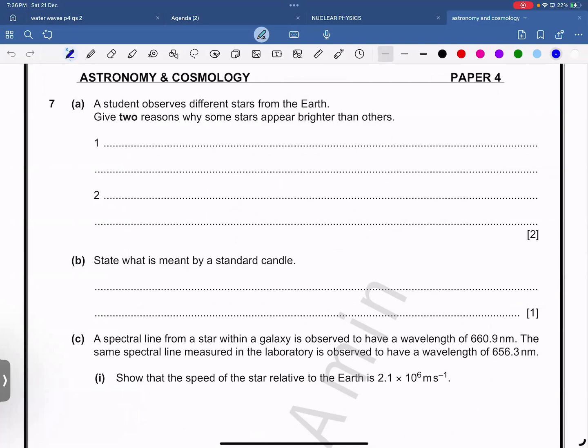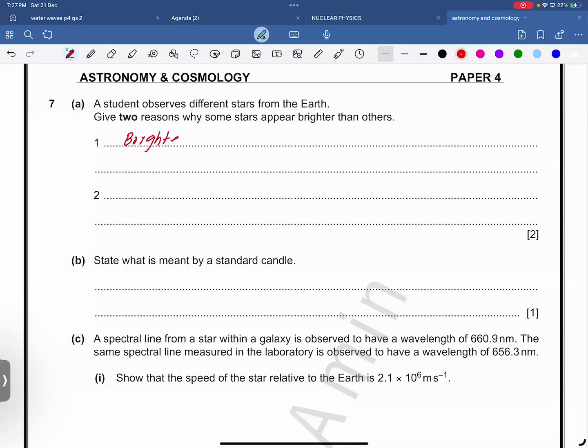Question number 7, my dear students. A student observes different stars from Earth. Give 2 reasons why some stars appear brighter than others. We already studied the brightness, or their luminosity, I mean, radiant flux intensity on Earth. It depends upon what feature. So one is the distance, like there's less distance from the Earth, and the other is their own luminosity.